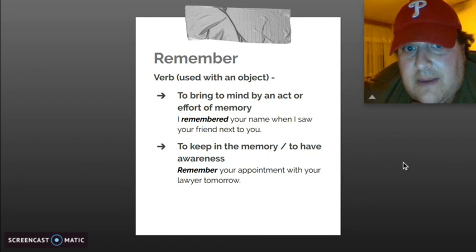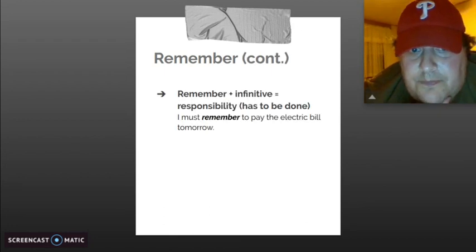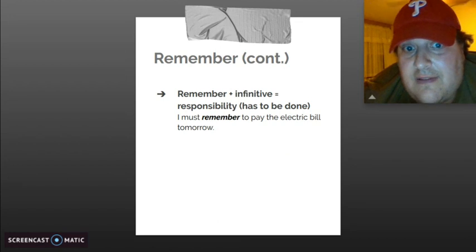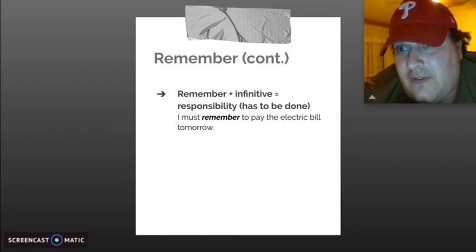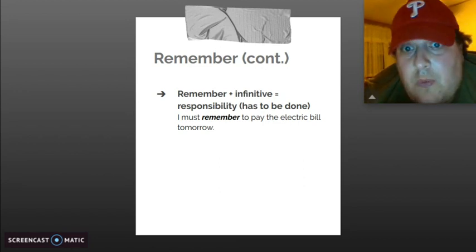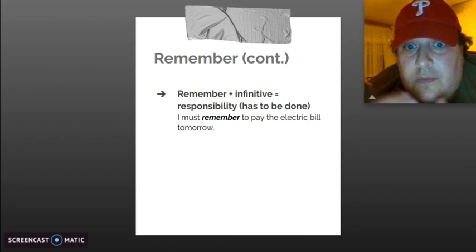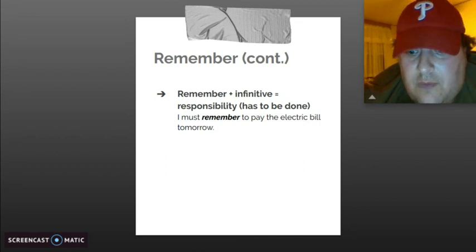Okay, and sometimes you will see remember with an infinitive like here. "I must remember to pay the electric bill tomorrow" because if I don't, they're going to turn the electricity off. And I'm going to come home to a dark house and a hungry dog and several hungry cats. We can't have that, right? So remember with an infinitive means responsibility, something that has to be done. "I must remember to put gas in the car tomorrow morning."